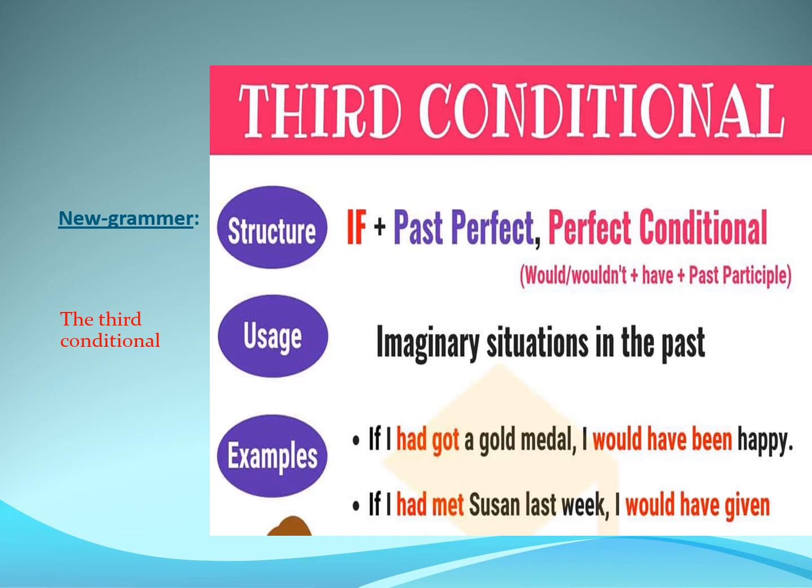The second example, if I had met Susan last week, I would have given her a present, for example. Again, we have if, and then if clause, which is a sentence in the past perfect, and then the perfect conditional of the main clause, which is would plus have plus past participle.